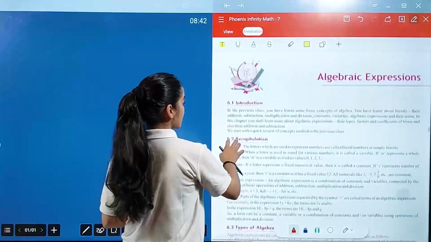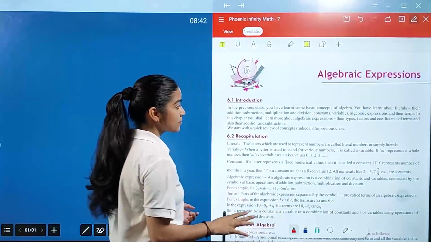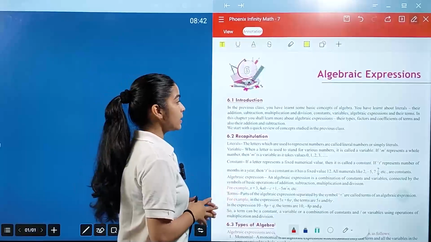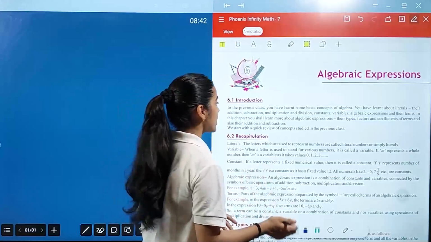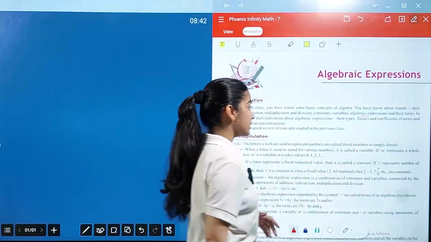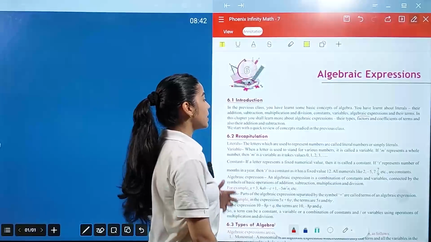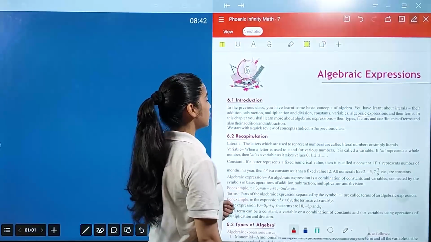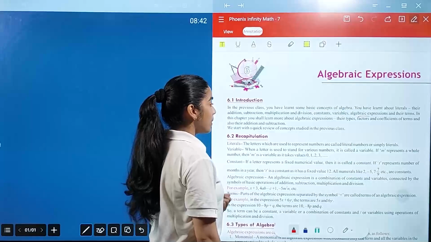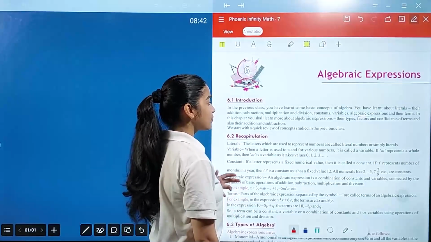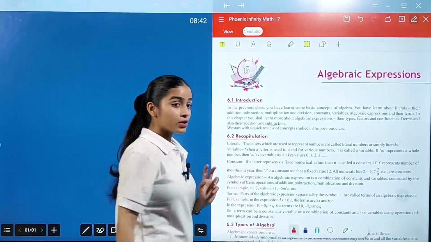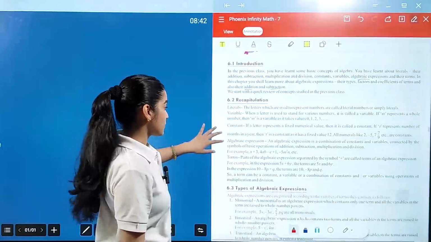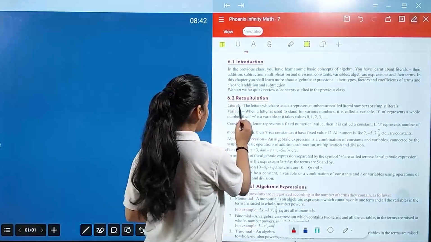First of all, in the previous class you learned some basic concepts of algebra. You learned about literals, their addition, subtraction, multiplication and division, constants, variables, algebraic expressions and their terms. In this chapter you shall learn more about algebraic expressions, their types, factors and coefficients of terms, and also their addition and subtraction. Before starting this chapter, let's take a recapitulation. First of all, what do we understand by literals?